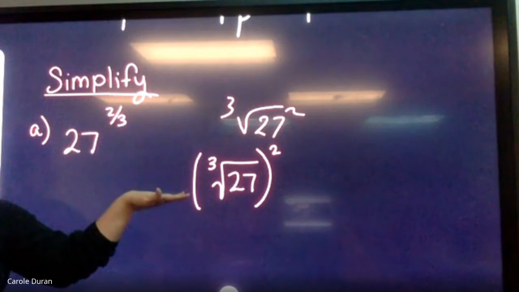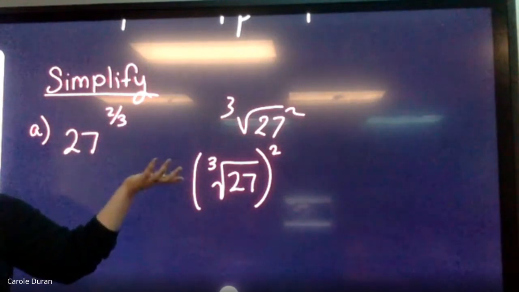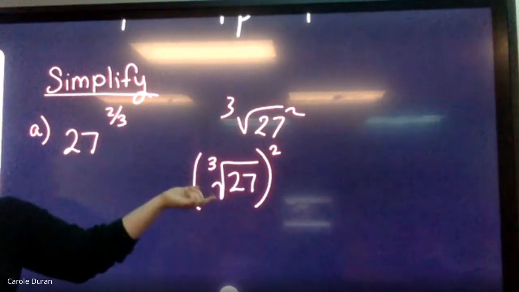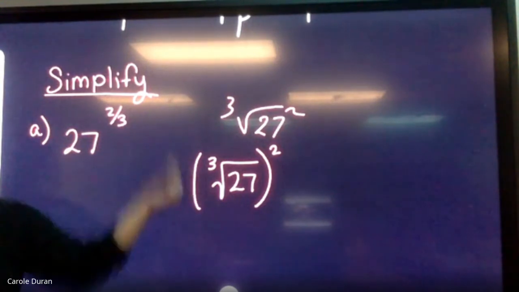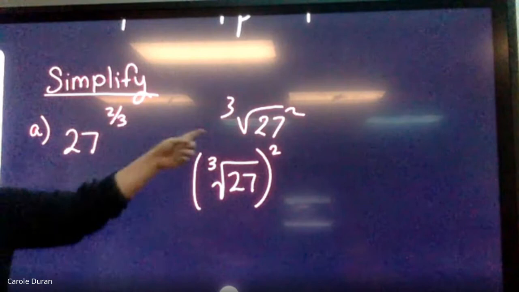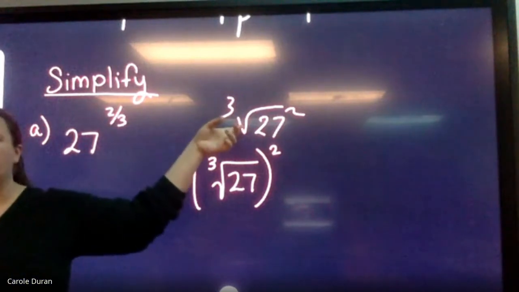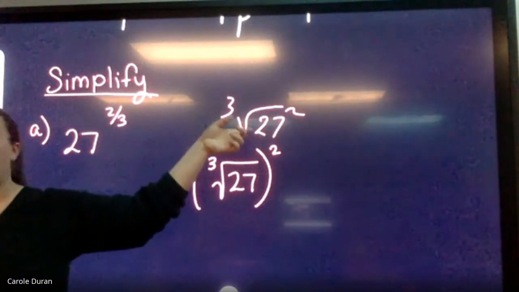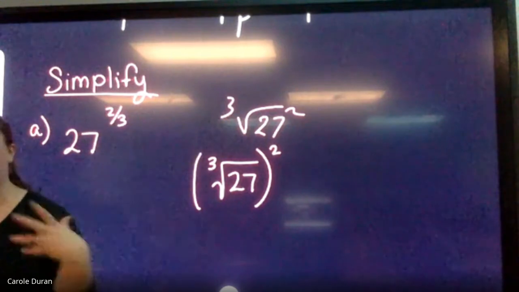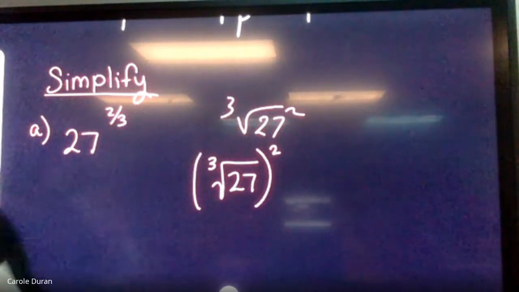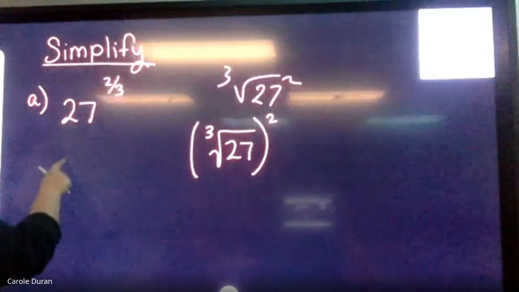Because I know the cube root of 27 is like 3, and then I can just take that answer and square it. If I have to square 27 first, I'm lost, because I can't do that without a calculator. I mean, I can, but it takes a long time. Okay, so you can choose which way works best for you.